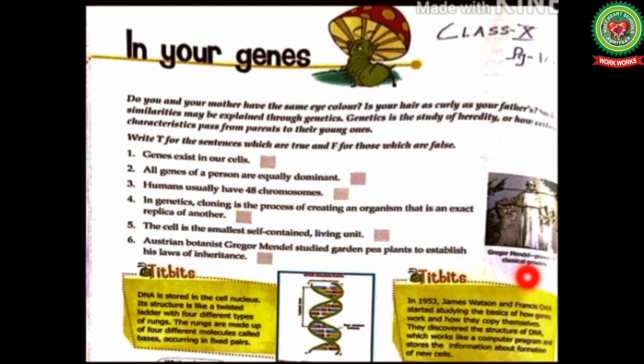In 1953, James Watson and Francis Crick started studying the basics of how genes work and how they copy themselves. They discovered the structure of DNA, which works like a computer program and stores the information about formation of new cells.